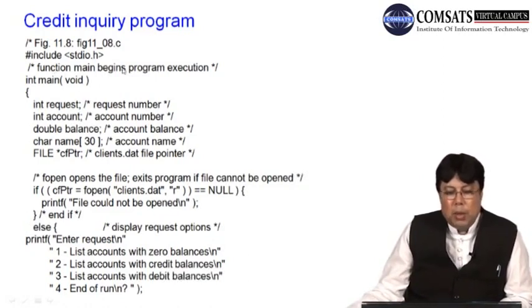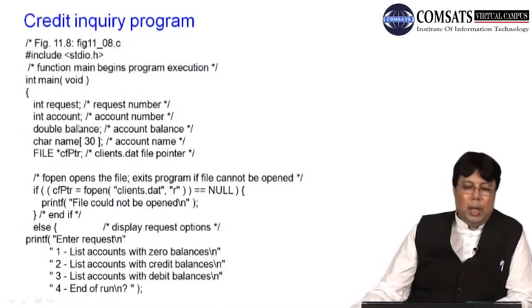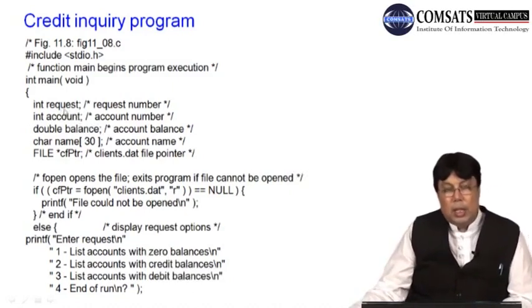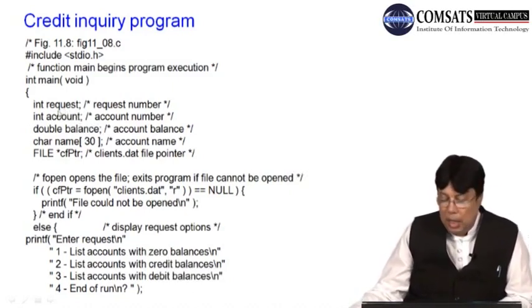This function main begins program execution. So let me see that this is the standard account, this is double balance, this is name. So you have the three fields the same, account is the same, name is the same, double balance is the same, but the another data type that you have added is integer request. Then we have defined a pointer, and then we have opened up the file.